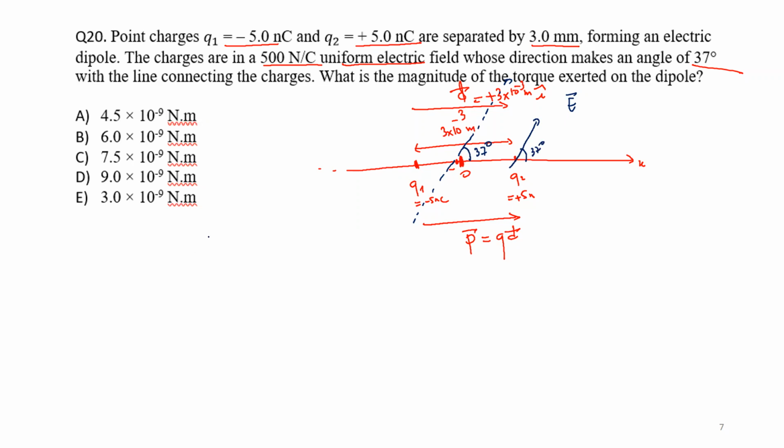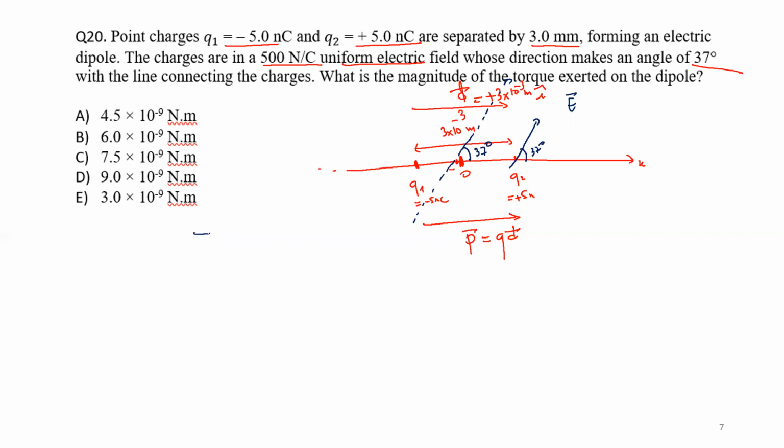Now the question is, what is the magnitude of the torque exerted on the dipole? You know that when I have a dipole inside a constant electric field, the dipole has a torque on it. The dipole wants to align with the electric field. And when they are aligned, that's a stable equilibrium position. Now, before they are aligned, I have a torque that is acting on the electric dipole. So that torque will make my dipole rotate and make it align with the electric field.